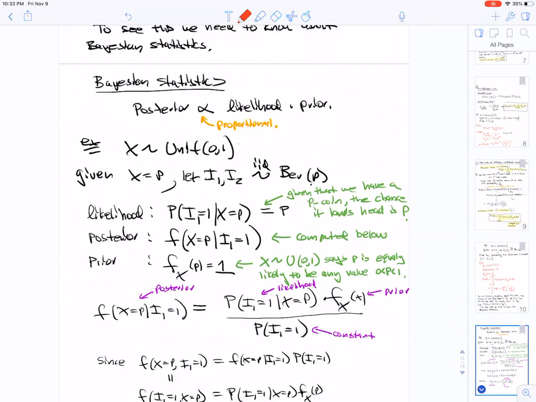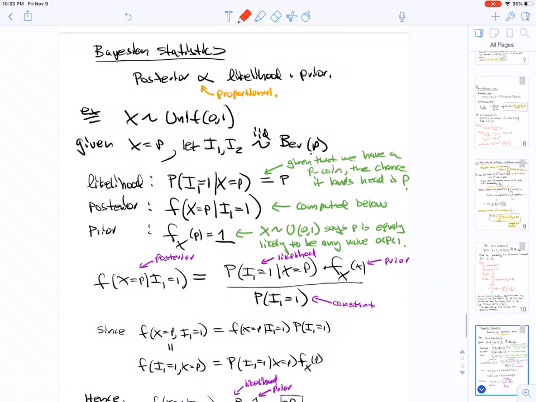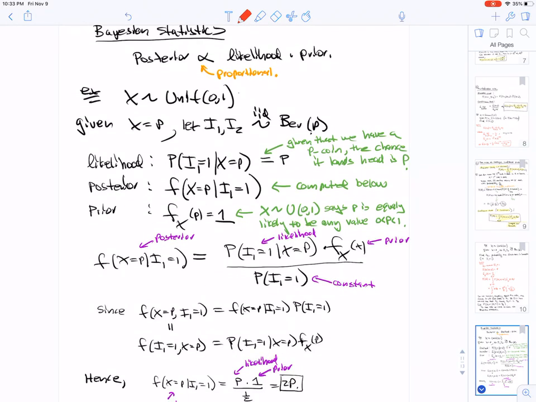But let's just review a little bit of Bayesian statistics in the last couple minutes here. Remember, posterior is proportional to likelihood and prior. So let's understand what all these players are in terms of the example from above. The likelihood is the probability of getting heads, given that the chance that the coin is heads is p. Of course, that is p. And my prior is uniform, so it's just 1.